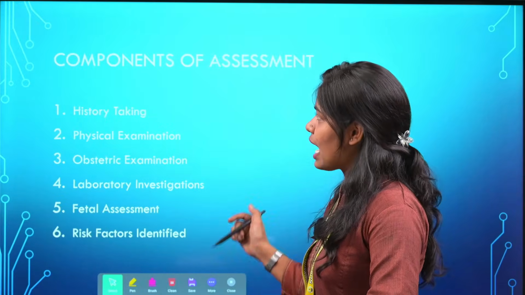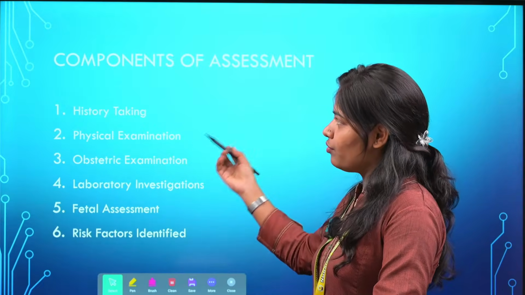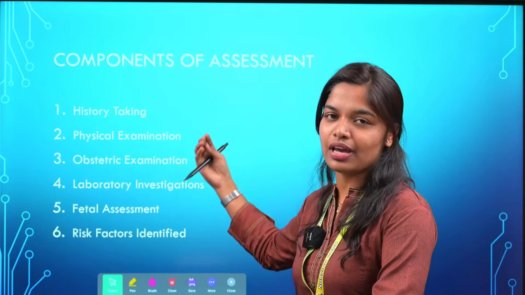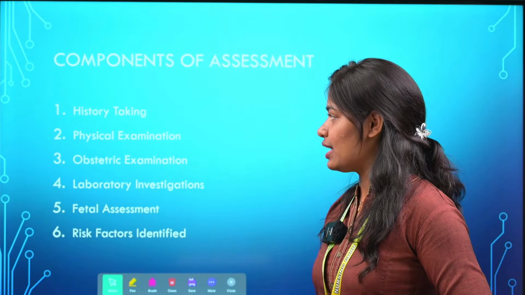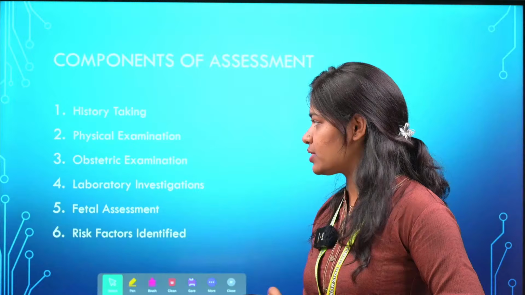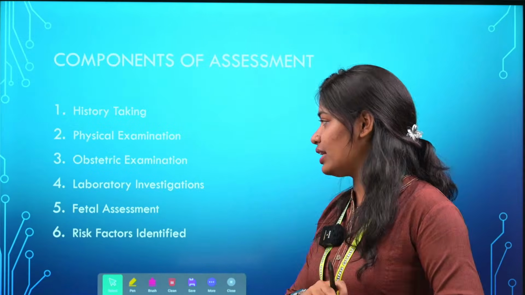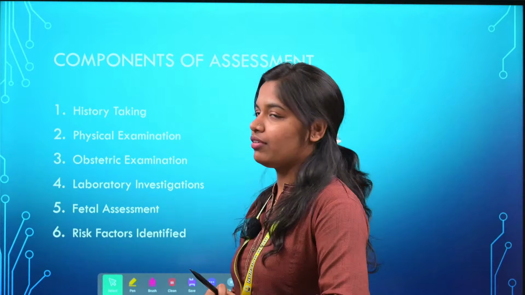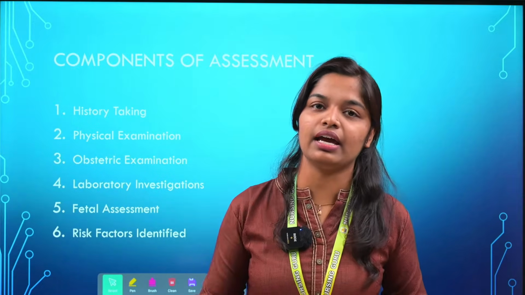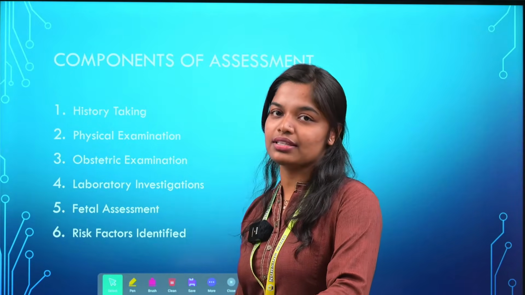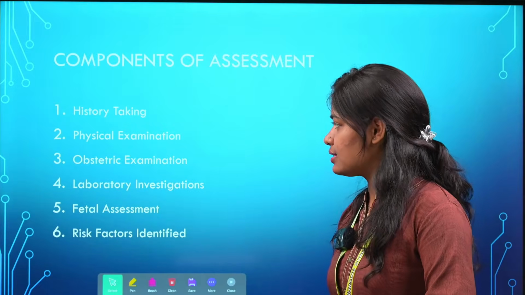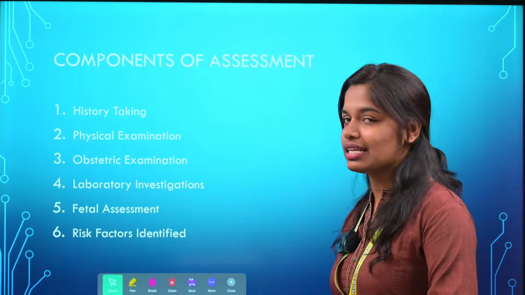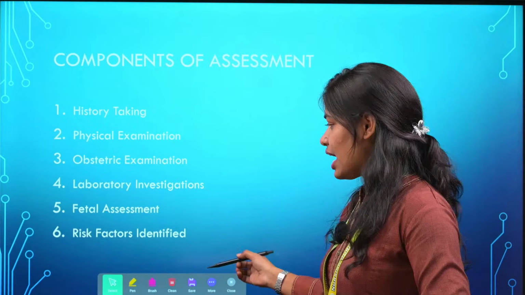Next are the components of high risk pregnancy assessment, the methods by which we are going to assess it. First, history taking, next physical examination, obstetrical examination, laboratory investigation, fetal assessment, and high risk factor identification, which is going to affect the health of both mother and fetus. These are all the components to assess the high risk pregnancy.